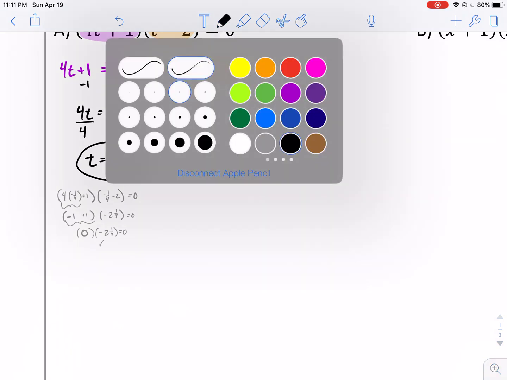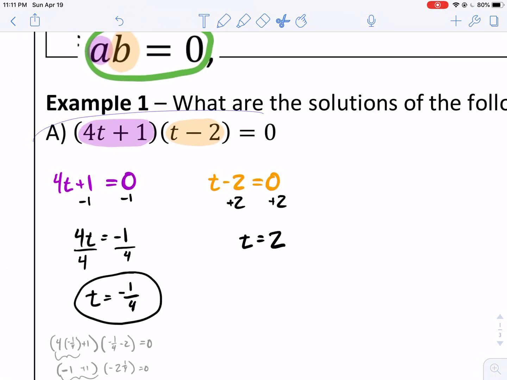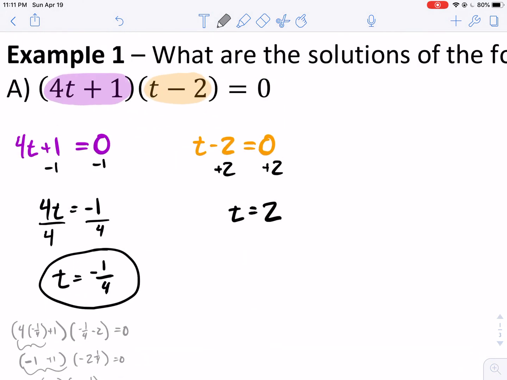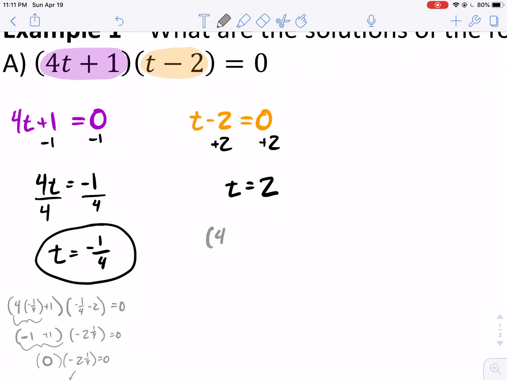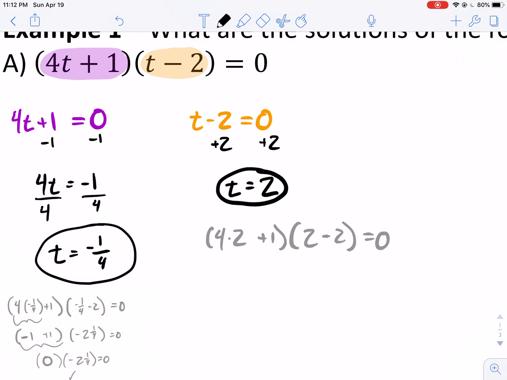Now, let's solve our orange side. We have plus 2 on each side. So we get t equals 2. That means if we take our t and we plug it into our original equation, that'll give us, hopefully, 0. Well, let's find out. So 4 times 2 plus 1 times 2 minus 2 equals 0. Again, we took our solution of t equals 2. We want to find out if we plug this t back into here, will that give us a 0?